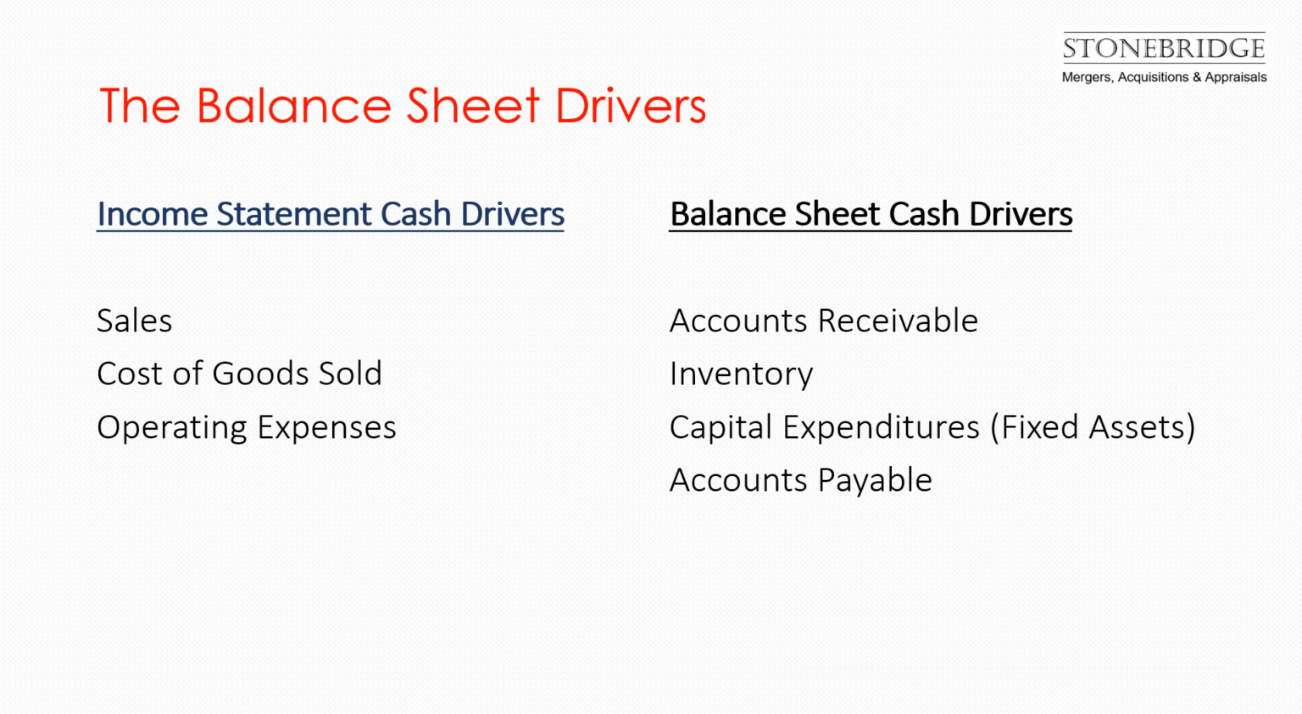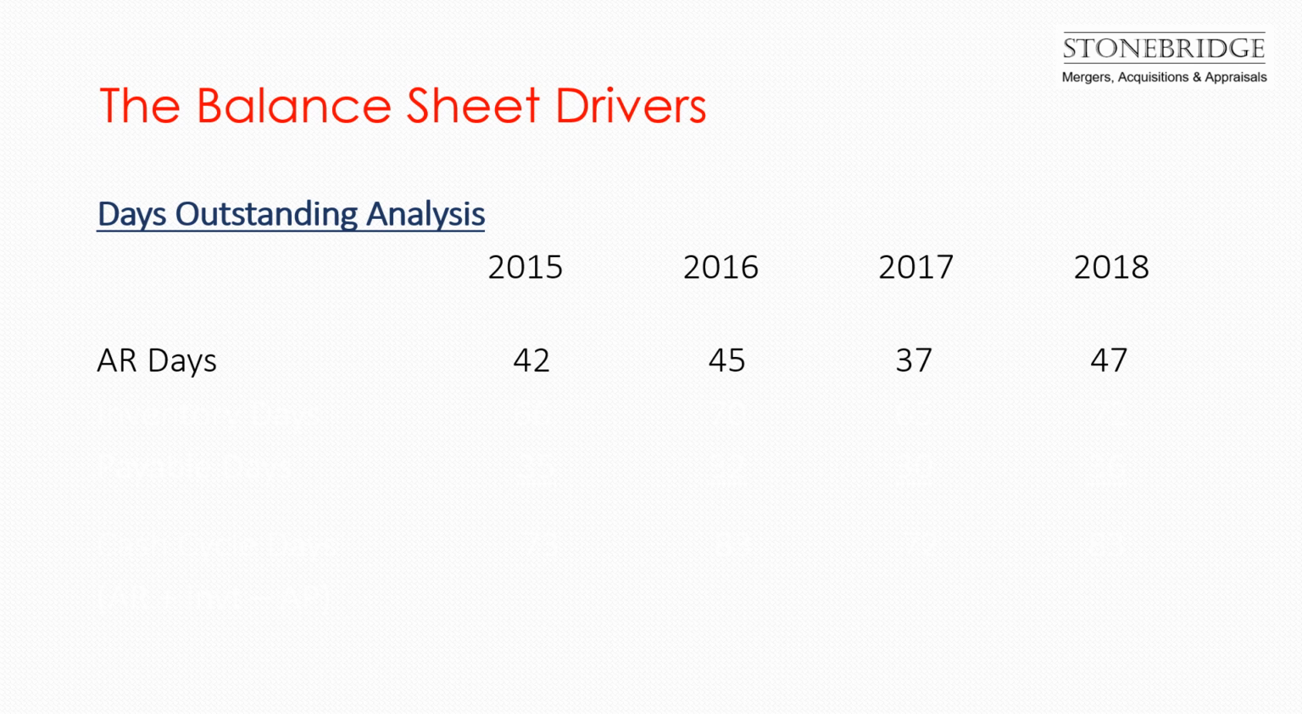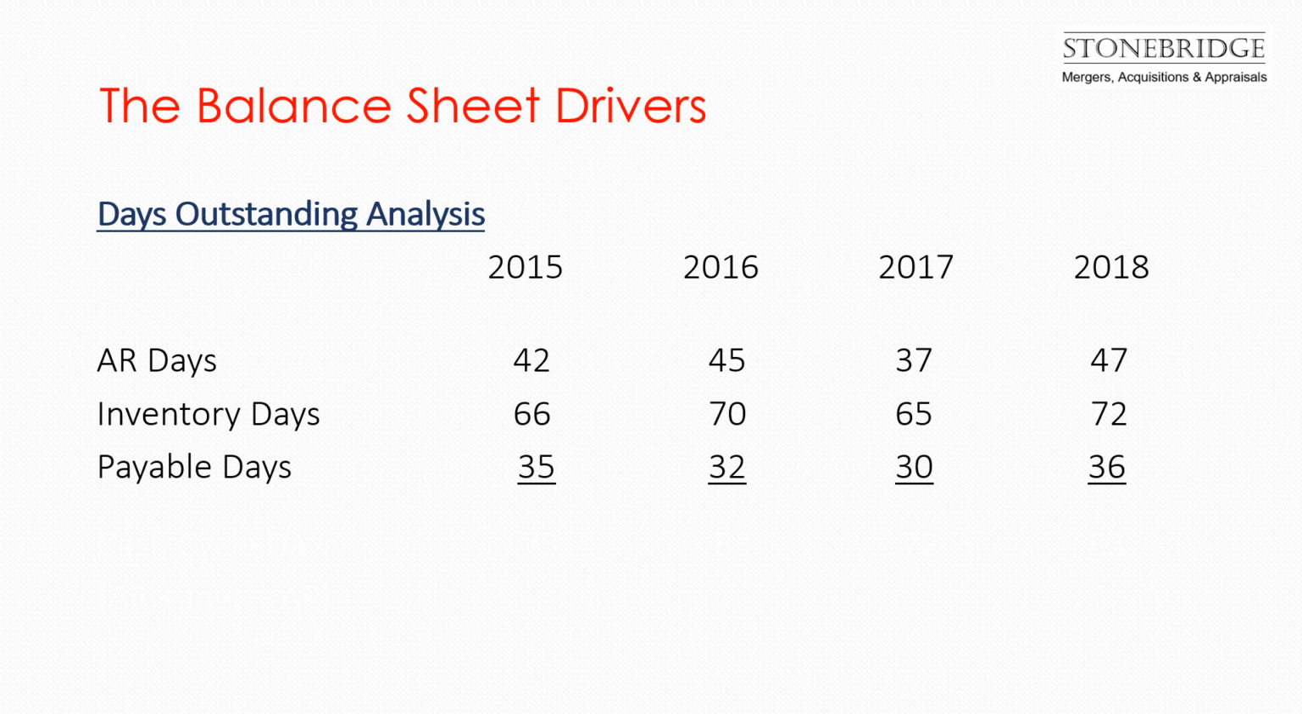As you recall, the income statement has three primary cash drivers: sales, cost of goods sold, and operating expenses. The balance sheet has four secondary cash drivers: AR, inventory, payables, and capital expenditures. These cash drivers generate and consume cash. All other items either don't impact business operations or are simply journal entries to transfer values. Let's begin with the AR days, and then the inventory days, and the payable days for the 4-year period shown.